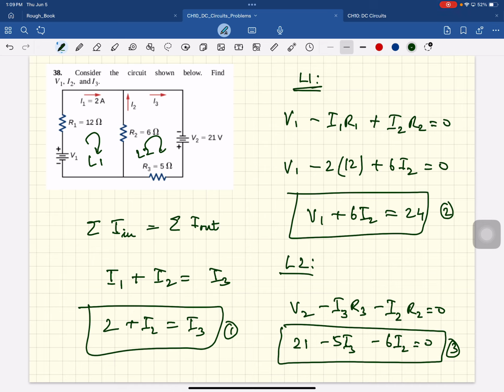Okay, so what did we do? We looked at that circuit and we set up these three equations. And now you can solve these three equations. Everybody know how to do this? Do you want me to do it, or are you guys good? Good.